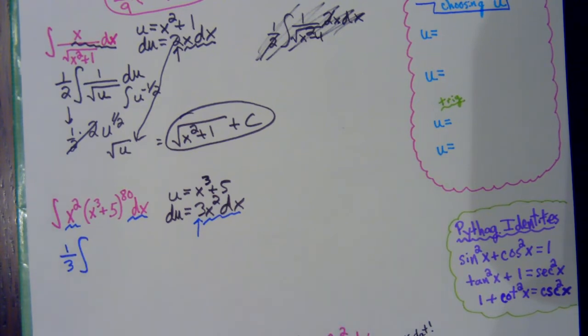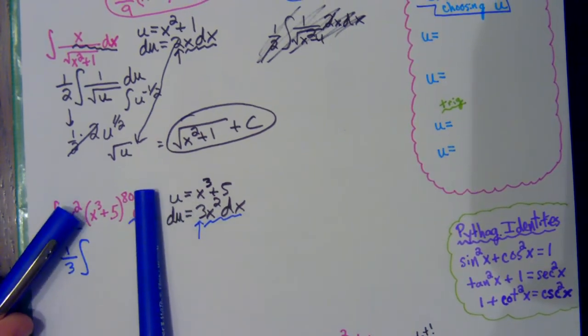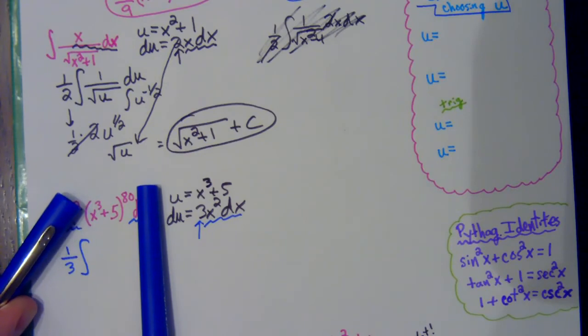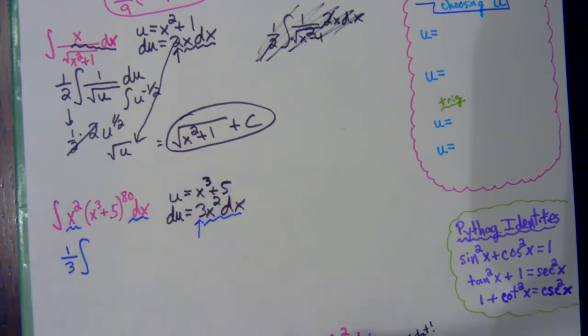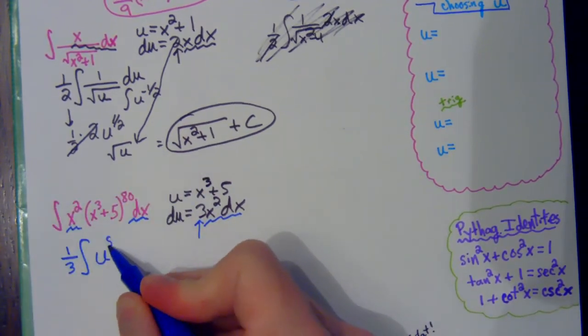And then I'm telling you, the squiggled part is already handled. You ain't got to worry about that. That's done. Just substitute for the rest of it. Since your u is equal to the inside of that parentheses, and now we simply have a u to the 80th power.